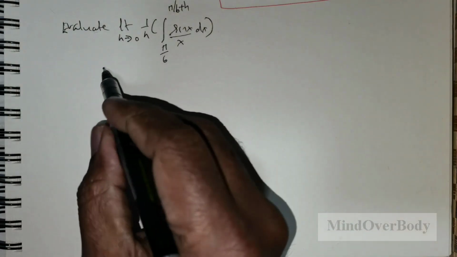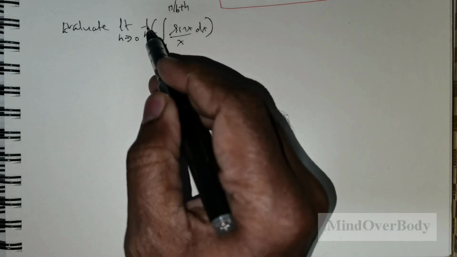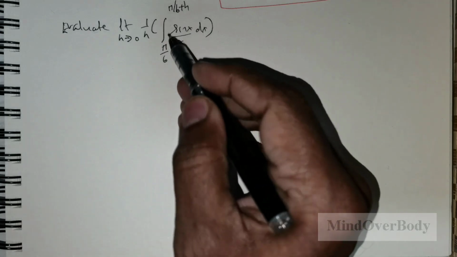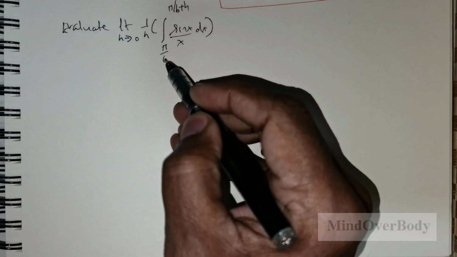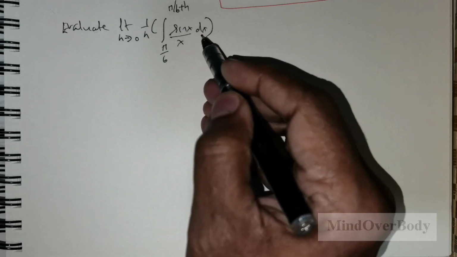Students, in this class we will learn how to evaluate the limit as h tends to 0 of 1 over h times the integral from pi over 6 to pi over 6 plus h of sin x divided by x dx.